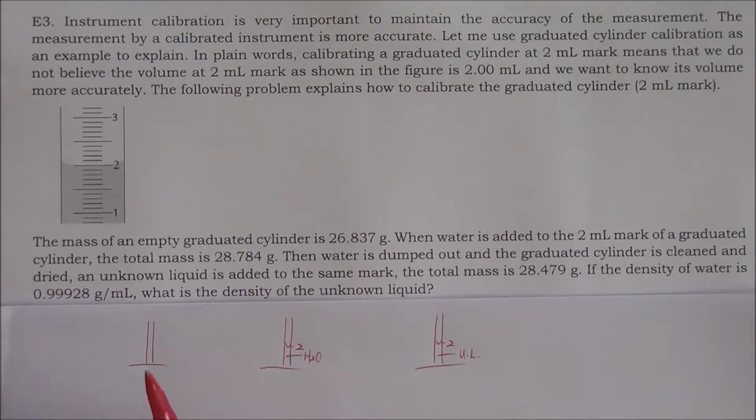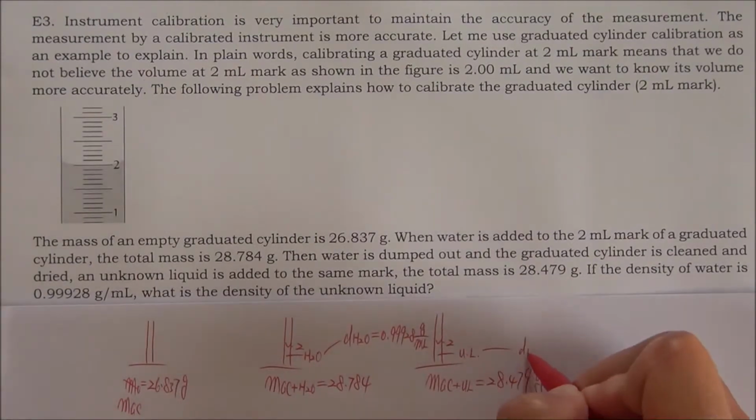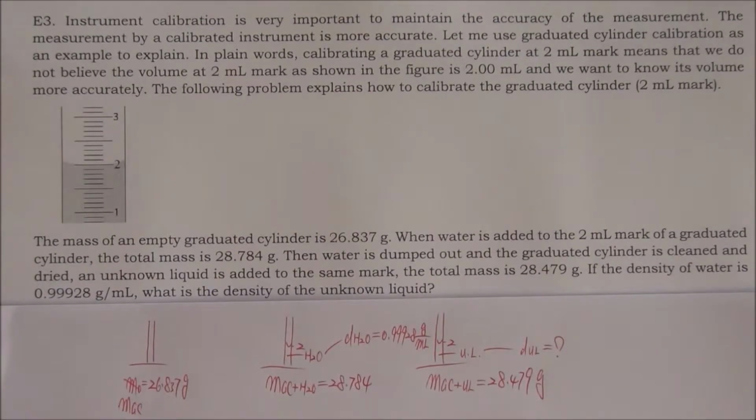Theoretically, I should draw three identical graduated cylinders, but it's beyond my capability. Just remember, these three graduated cylinders are the same. Well, you may have already noticed I used three similar symbols to represent the three different masses. I changed M0 to mgc because mgc is easier to understand. It is the mass of the graduated cylinder.